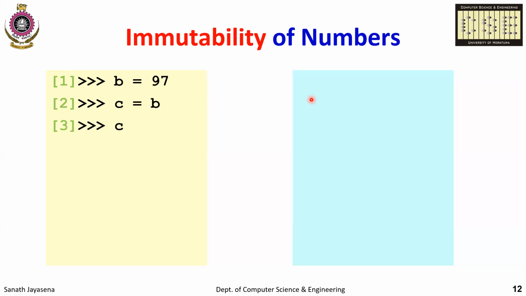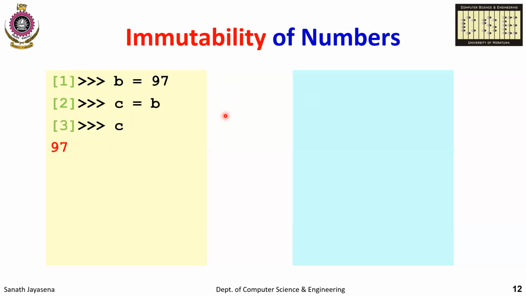We give a statement or expression as input. Python doesn't say anything in return. So that is its nature. If it doesn't feel or if it doesn't need to display anything, it will not. Okay. Right. Now the third thing we do is we type C and hit enter.